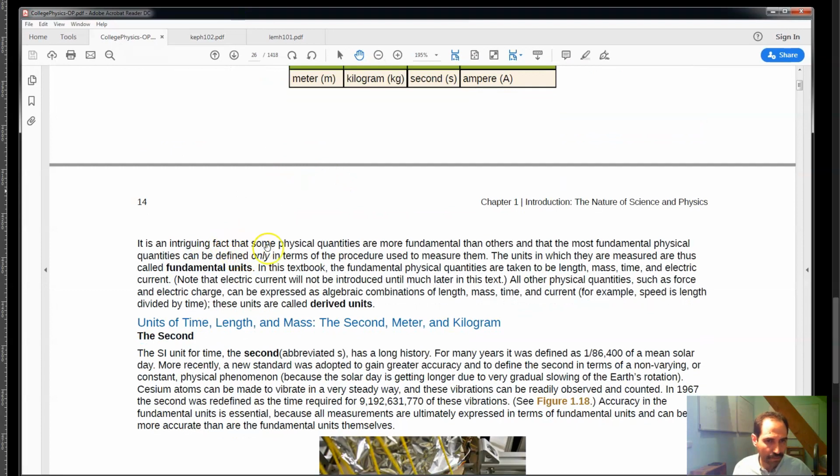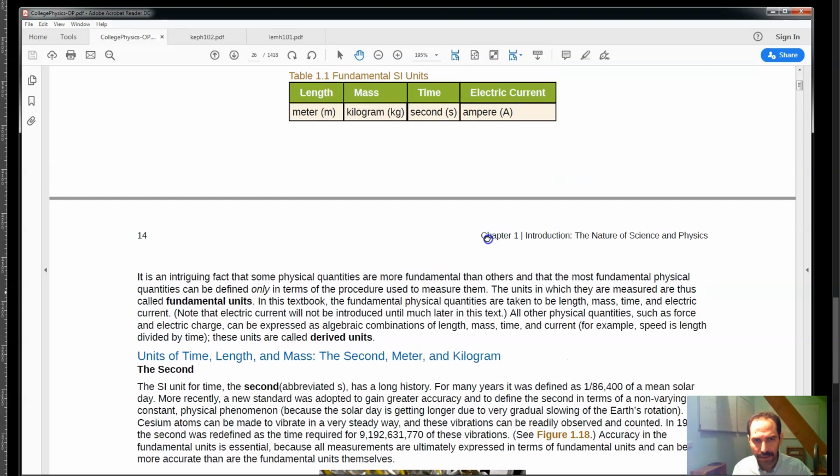It's an intriguing fact that some physical quantities are more fundamental than others, and that the most fundamental physical quantities can be defined only in terms of the procedures used to measure them. For example, in the text we talked about how we measure length, or how we measure time. For time we use something in nature, and that thing is the cesium-133 atom.